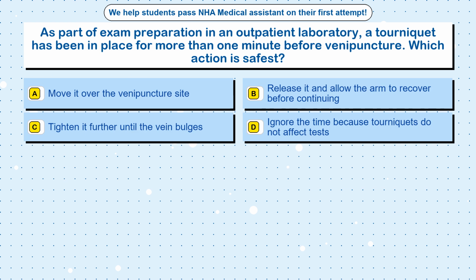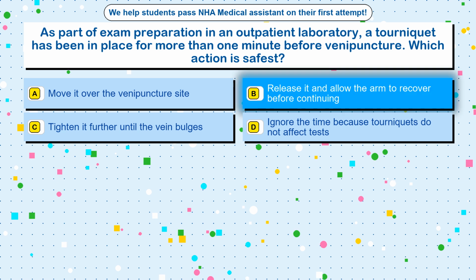Question 45. As part of exam preparation in an outpatient laboratory, a tourniquet has been in place for more than 1 minute before venipuncture. Which action is safest? Option A, move it over the venipuncture site. Option B, release it and allow the arm to recover before continuing. Option C, tighten it further until the vein bulges. Option D, ignore the time because tourniquets do not affect tests.